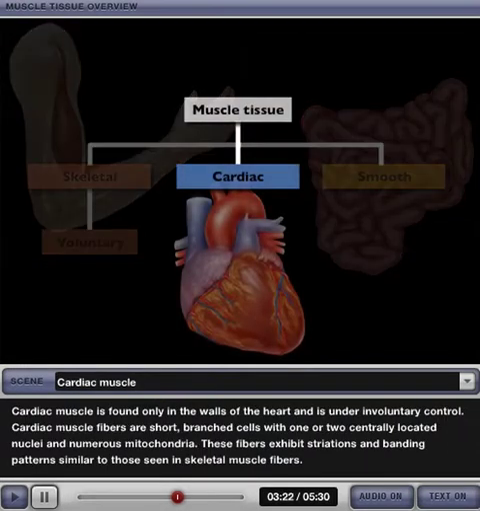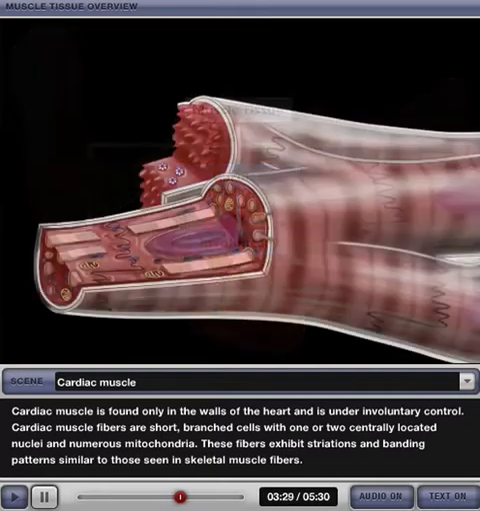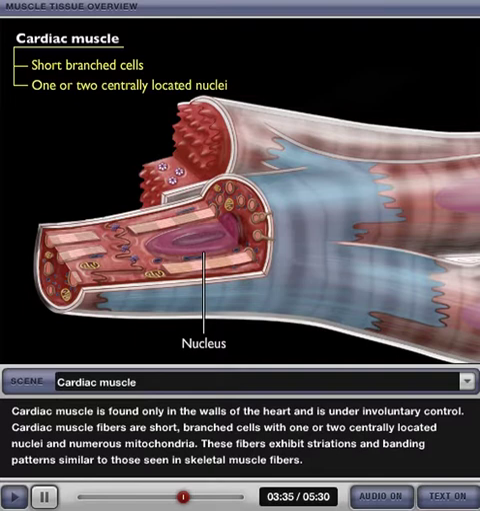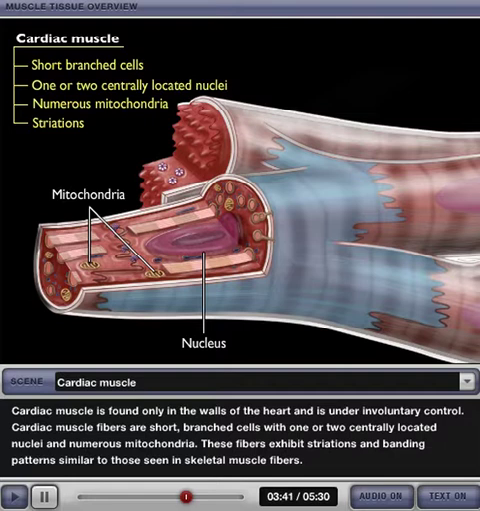Cardiac muscle is found only in the walls of the heart and is under involuntary control. Cardiac muscle fibers are short branch cells with one or two centrally located nuclei and numerous mitochondria. These fibers exhibit striations and banding patterns similar to those seen in skeletal muscle fibers.